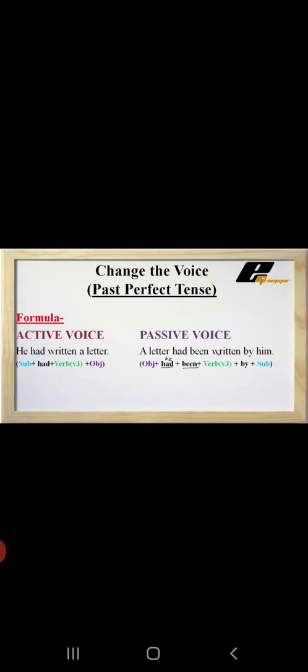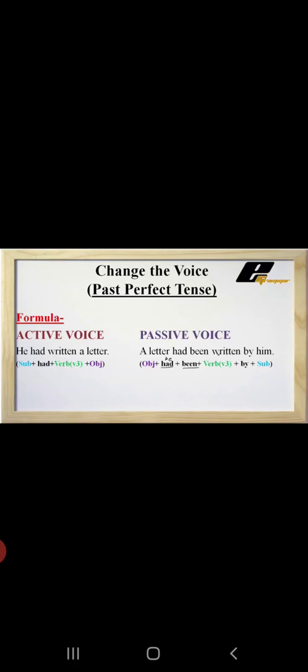Now guys, the next one is past perfect tense. If your active voice is in past perfect tense, then how will you make a passive voice? See, as we all know, in active voice we use had. Okay, for past perfect tense we use had plus the third form of the verb. So if you want to make it passive, you have to put been after the had, and the rest of the rule will be the same.